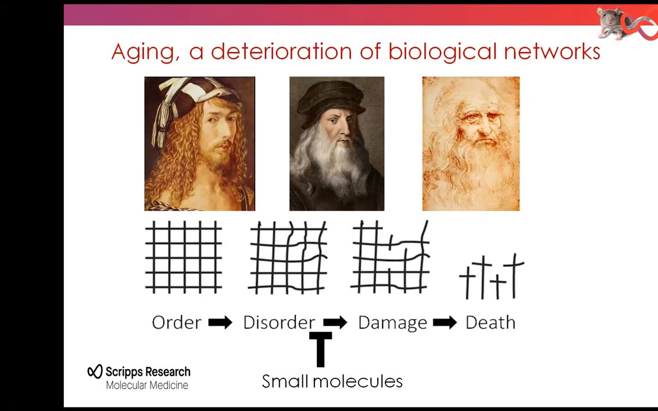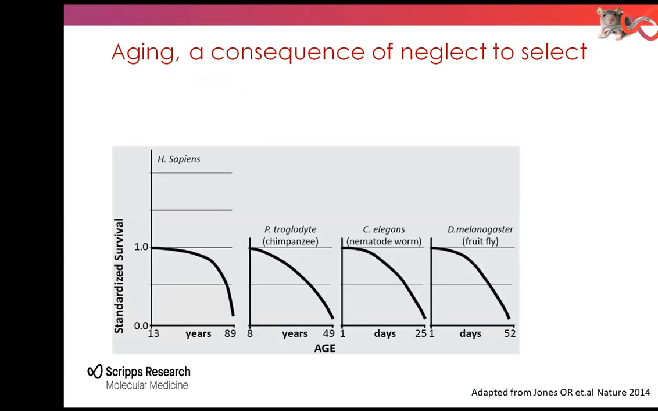And what my lab focuses on is we try to find small molecules that extend lifespan and slow down this process. And then by figuring out what those molecules do, we hope also to learn something about aging. So I'm going to apologize immediately to the evolutionary biologist showing such a simplistic view, but essentially aging occurs in a selective shadow and is a consequence of neglect to select.